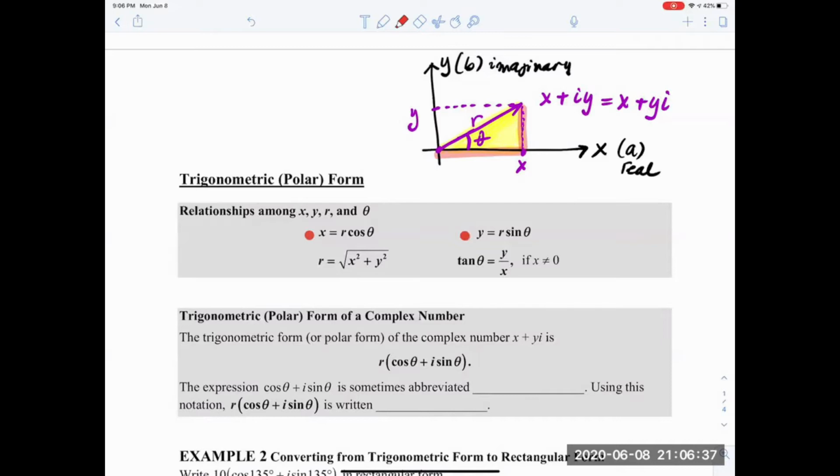Why? Because sine of theta is y over r. But who is r? If you look here on a triangle, r is the hypotenuse. So this was x, and this was y. So the hypotenuse, applying the Pythagorean theorem, is the square root of x squared plus y squared. So that's great. You have just about everything you want to know about the vector except theta.